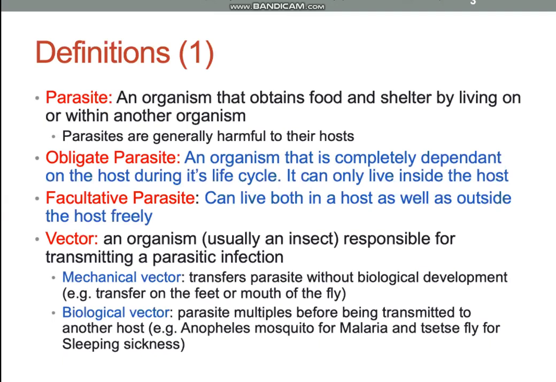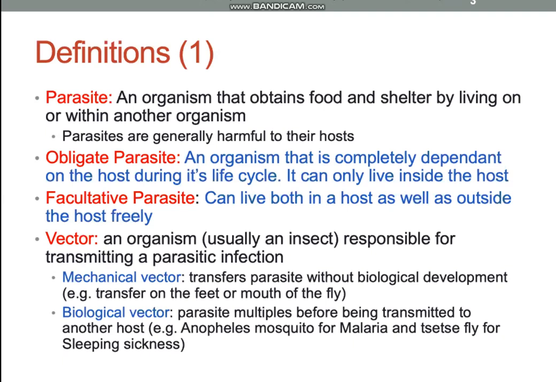In terms of their preference or requirement for this host, they can be classified either as obligate or facultative. And perhaps you already also remember from bacteriology what obligate means and what facultative means. Obligate means it must, like it has no other choice other than to live on the host. So if we read here, an organism that is completely dependent on the host during its life cycle. It can only live inside the host. If this host, for any reason, becomes extinct, then the parasite is gone. And there is no other way it can complete its life cycle.